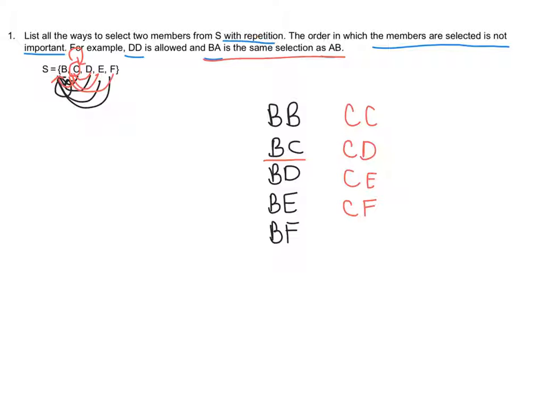Next, we'll move on to the member D. D can be paired with itself, so we'll write down DD. But we won't write down DC or DB because we already have those choices listed. So we'll just move forward in our list and write down DE and DF.